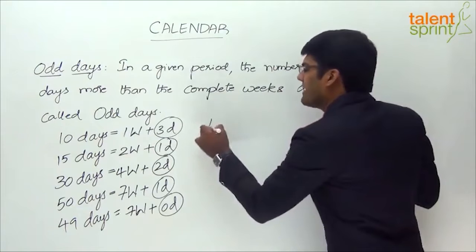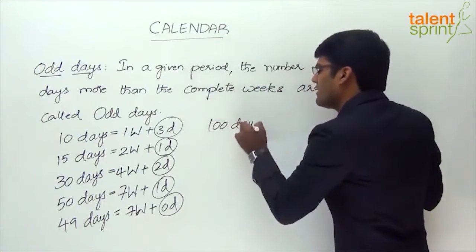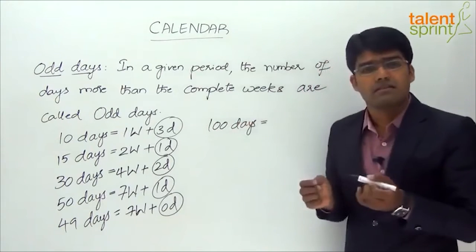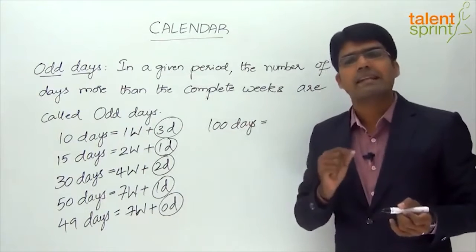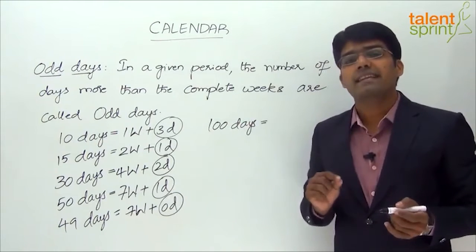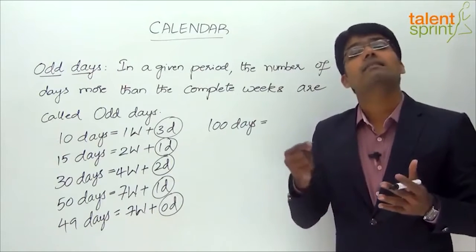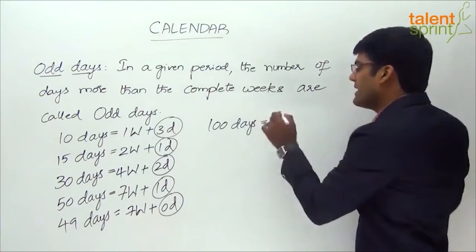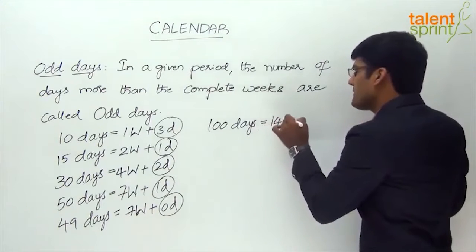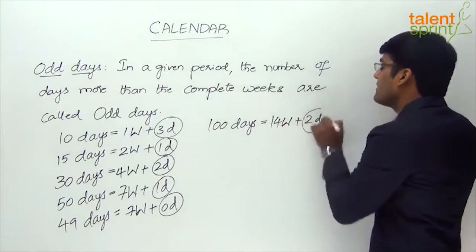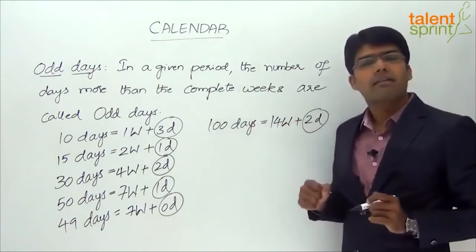Now let's move on. Let's say 100 days. 100 days is equal to how many weeks? 7 into 14 is 98. So there are 14 weeks which make up 98 days, and then 2 days more. So this can be taken as 14 weeks plus 2 days. So we have 2 odd days in a period of 100 days.